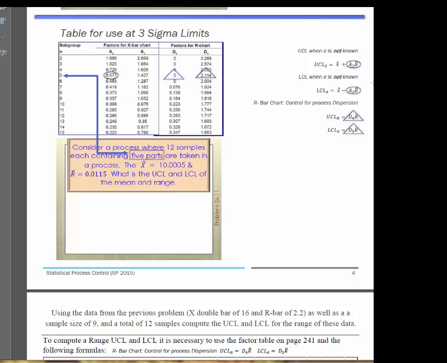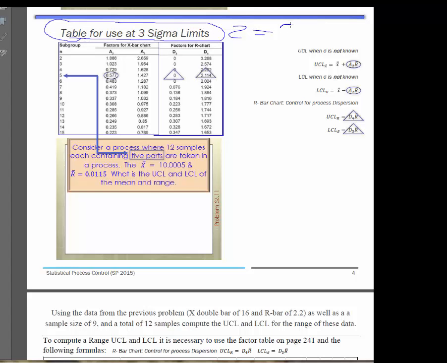And now we're going to move on to using this table. So there's a table in your textbook, and it looks exactly like this, and it has factors in it which allow us to calculate upper and lower control limits without having the process standard deviation. So we can use these only when we want to calculate something at 3 sigma. So z equal 3.